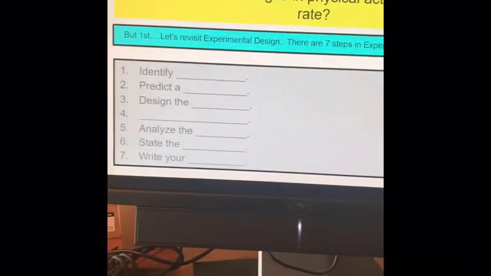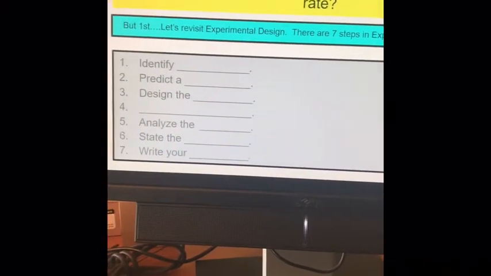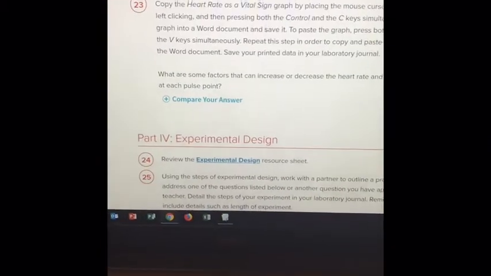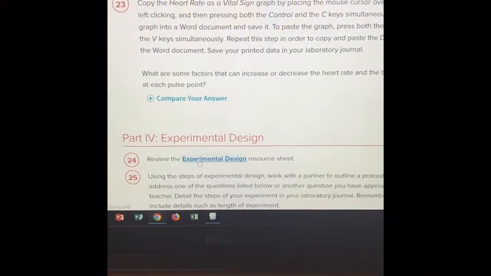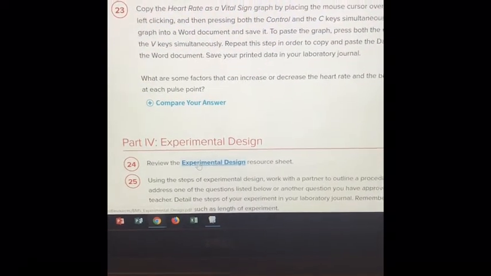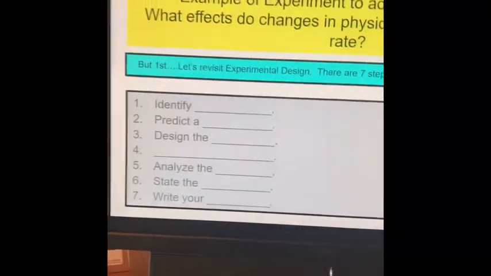All right, so here's experimental design. Remember, there's 7 parts to an experiment, and you can go right back in PLTW and open this up if you want, and it goes over all the specific parts right here. It's a nice easy link, but I want you to fill those in.